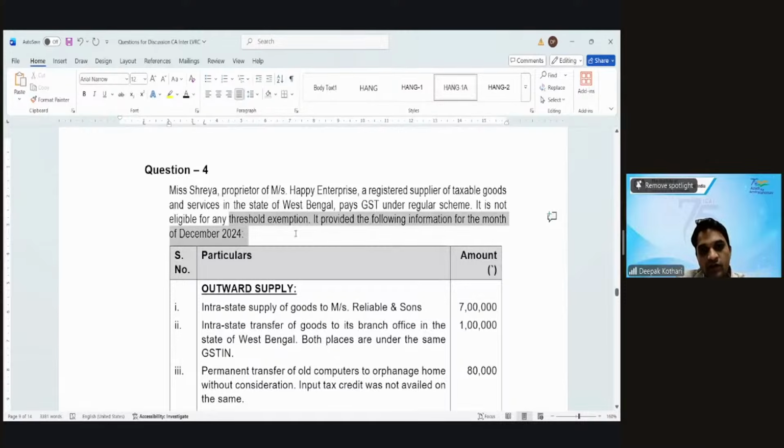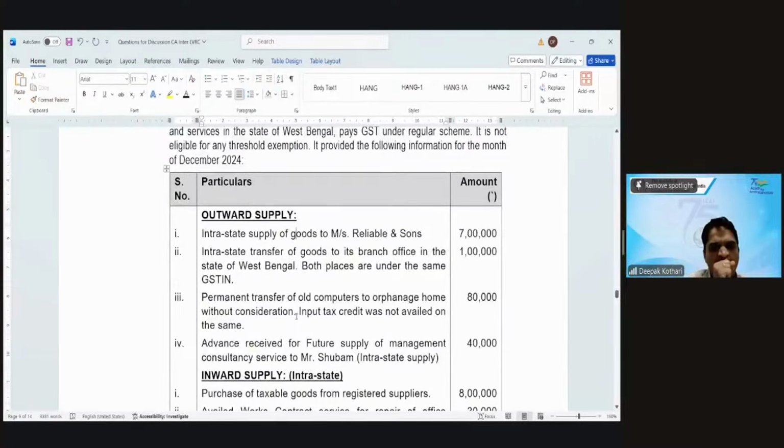It provided the following information for the month of December 2024. Outward supplies: intrastate supply of goods to Messrs. Reliable and Sons; intrastate transfer of goods to its branch office; permanent transfer of old computers to orphanage home without consideration, input tax credit was not availed on the same. Advance received for future supply of management consultancy services, intrastate, 40,000.